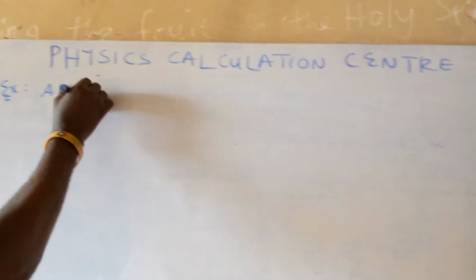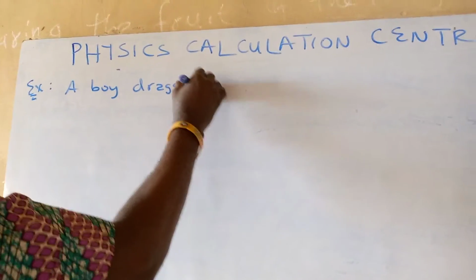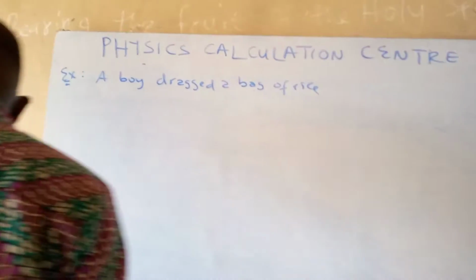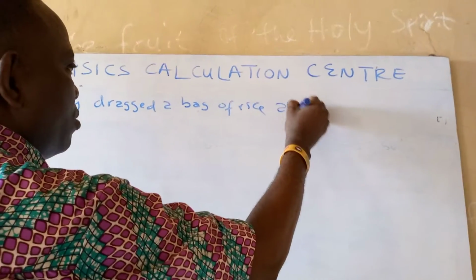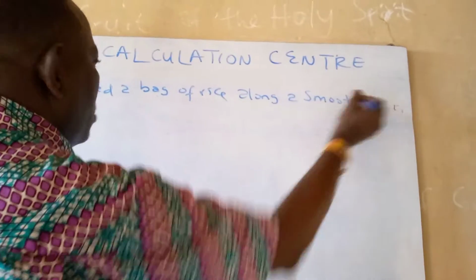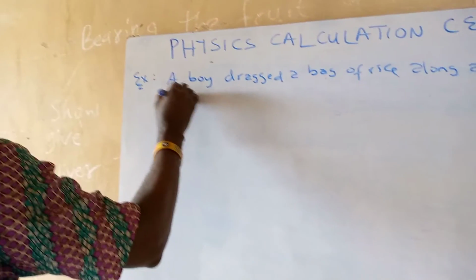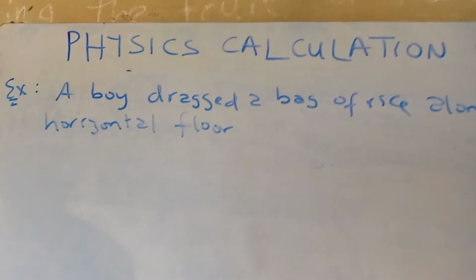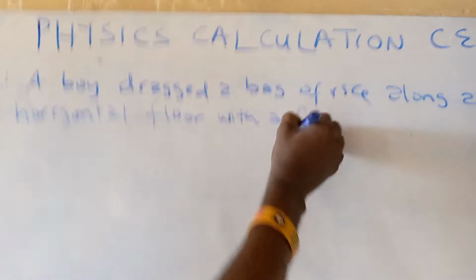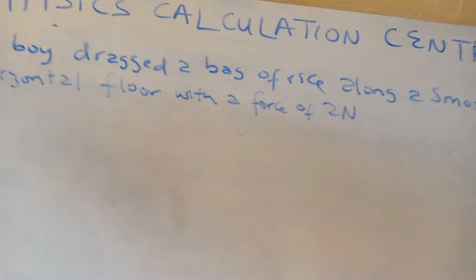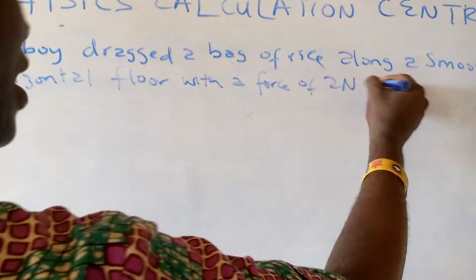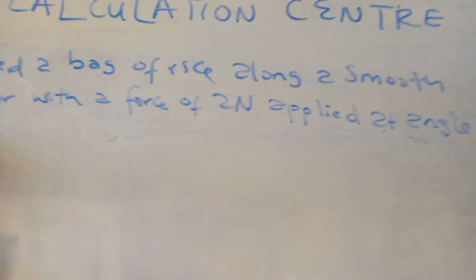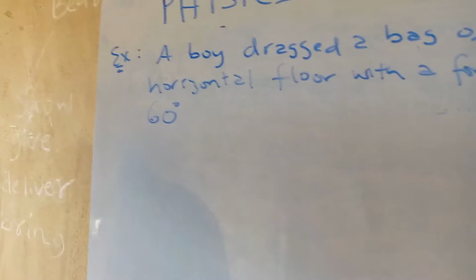A boy dragged a bag of rice along a smooth horizontal floor with a force of 2 Newton, applied at an angle of 60 degrees to the floor.